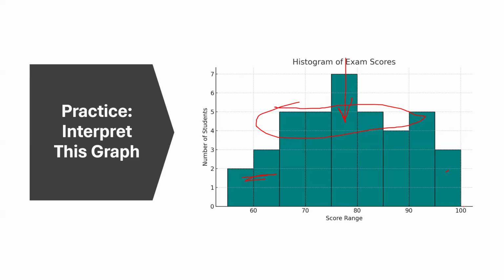By the way, the heights of the bars tell you how many people scored in each category. So if we add up the heights of the bars, we have our total number of test takers. So we have 2 people that scored between 55 and 60, 3 people that scored between 60 and 65, and so on. So we could just add them all up to get the total.